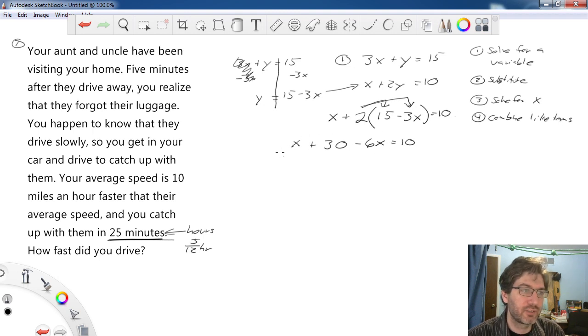You can add your x's together. So 1x, remember there's a 1 in front of here, minus 6x is going to give you negative 5x plus your 30 equals your 10. And then you're just going to solve for x here. We're going to subtract 30. Subtract 30. Just watch your sign work. You're going to get negative 5x is equal to 10 minus 30, which is negative 20.